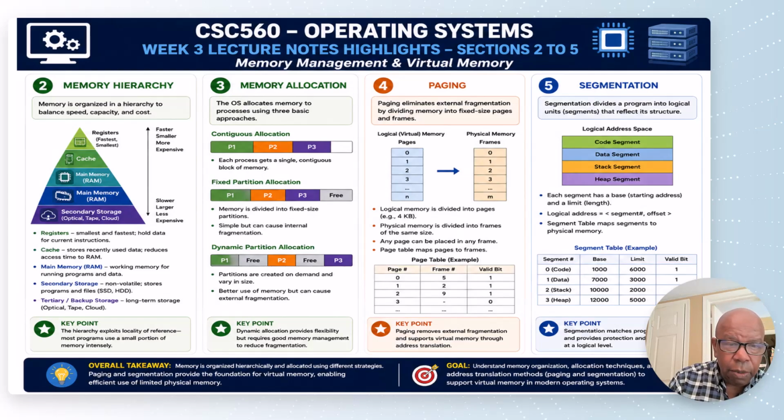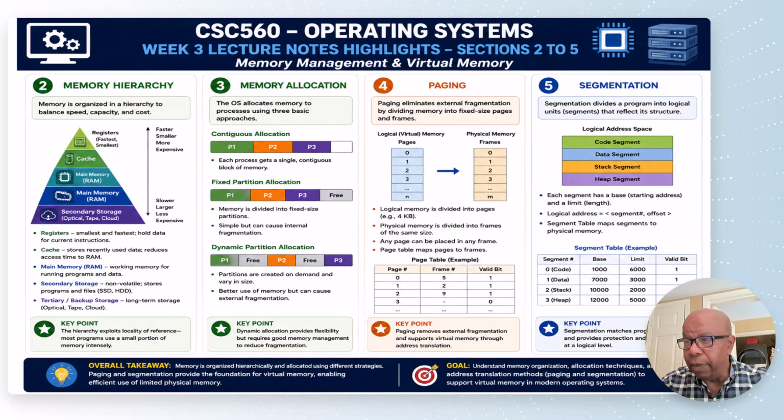Key takeaway. Dynamic allocation provides flexibility, but requires good memory management to reduce fragmentation. Okay, fragmentation is the fact that I'm breaking memory up into pieces as far as the allocation, which obviously just means I have to go to different parts of memory in order to have my program execute.